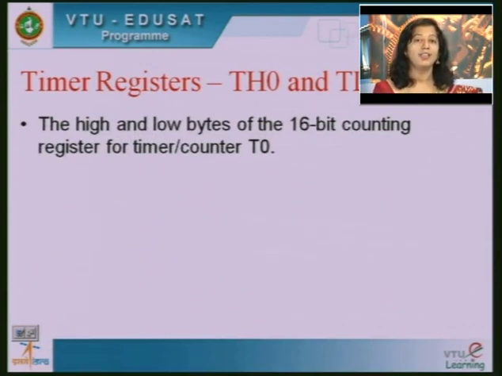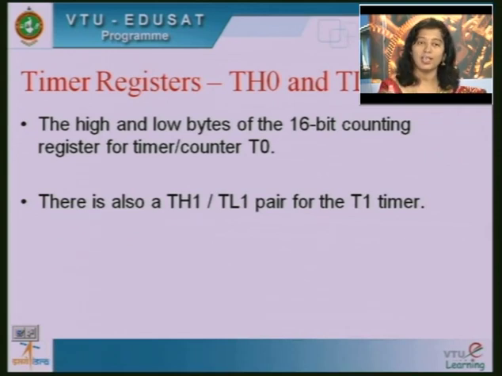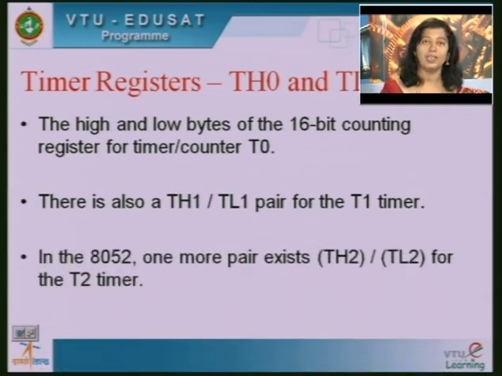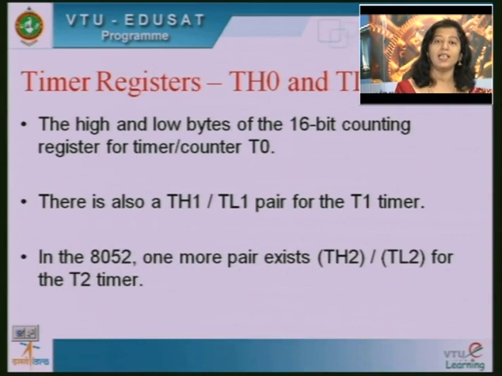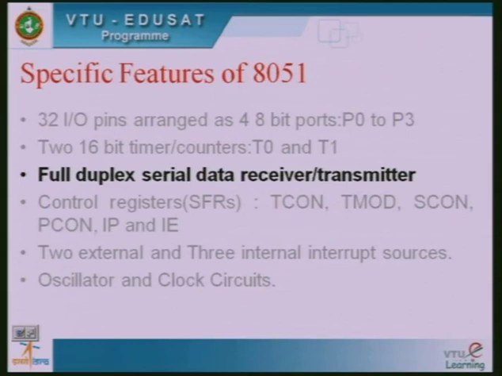Along with that, we have TH0 and TL0, timer high and timer low. Remember, they are 16 bits. So, 16 bits is divided into two parts, high byte, higher value and the lower value, and they store the count. Similarly, just like that for timer 0, timer 1 has TH1 and TL1, and in 8052, which is a higher version of 8051, we have TH2 and TL2. So, basically timer has these values. Just remember, timer can be used to generate waveforms or it can be used to count events. So, that is about the timer.